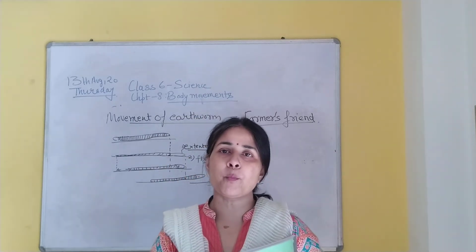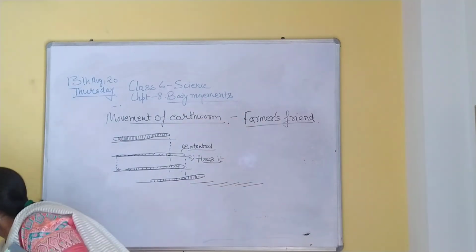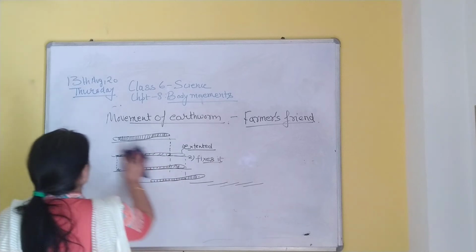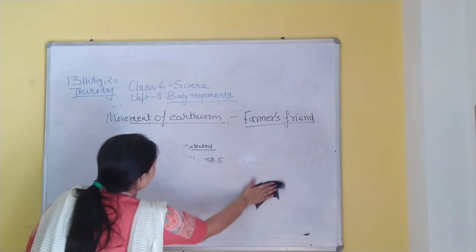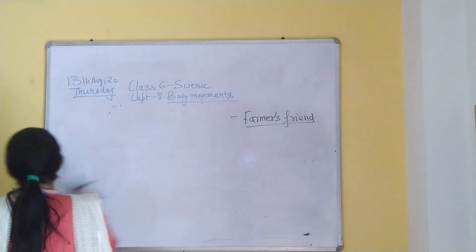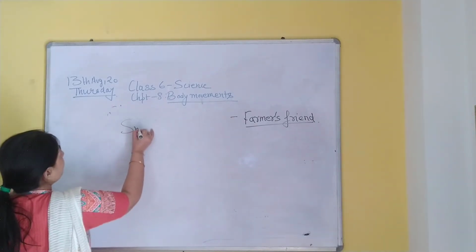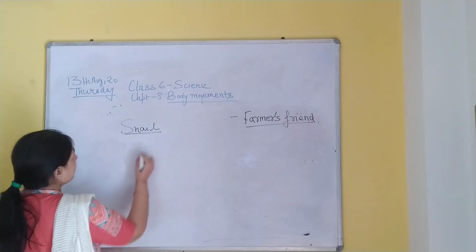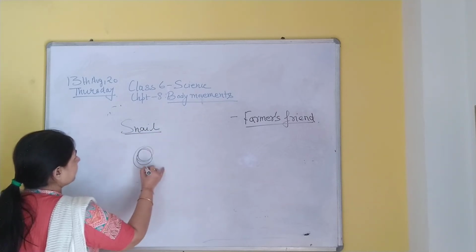Now we will see the movement in a snail. How does a snail move? Again, the snail has a soft body. The movement in the snail, if you see, the snail is made up of like this.